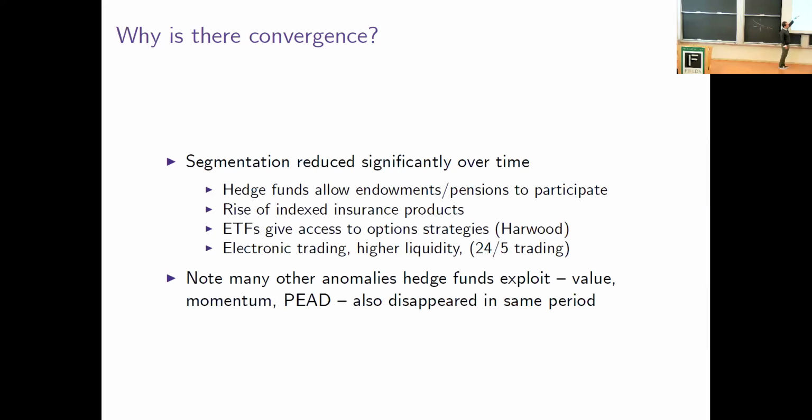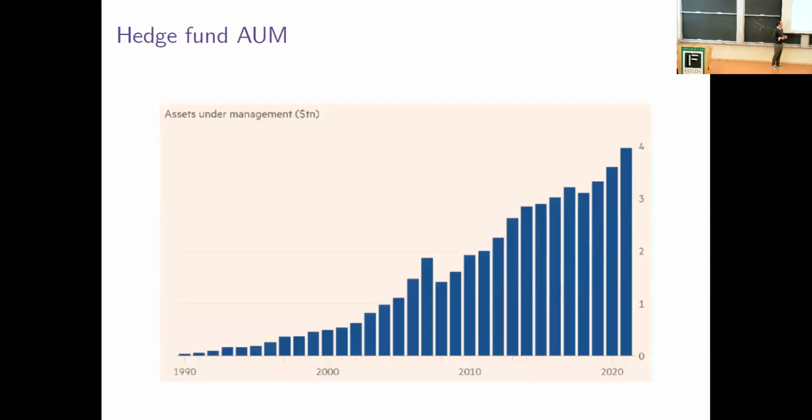There are indexed insurance products that have a lot of option-like characteristics. ETFs give access to option strategies. And in addition, the options are way more liquid, as is the underlying. The other thing to note is that a lot of these standard strategies that we know hedge funds, especially these quant equity type funds, exploit, value, momentum, post-earnings announcement drift, also disappeared around the same time.